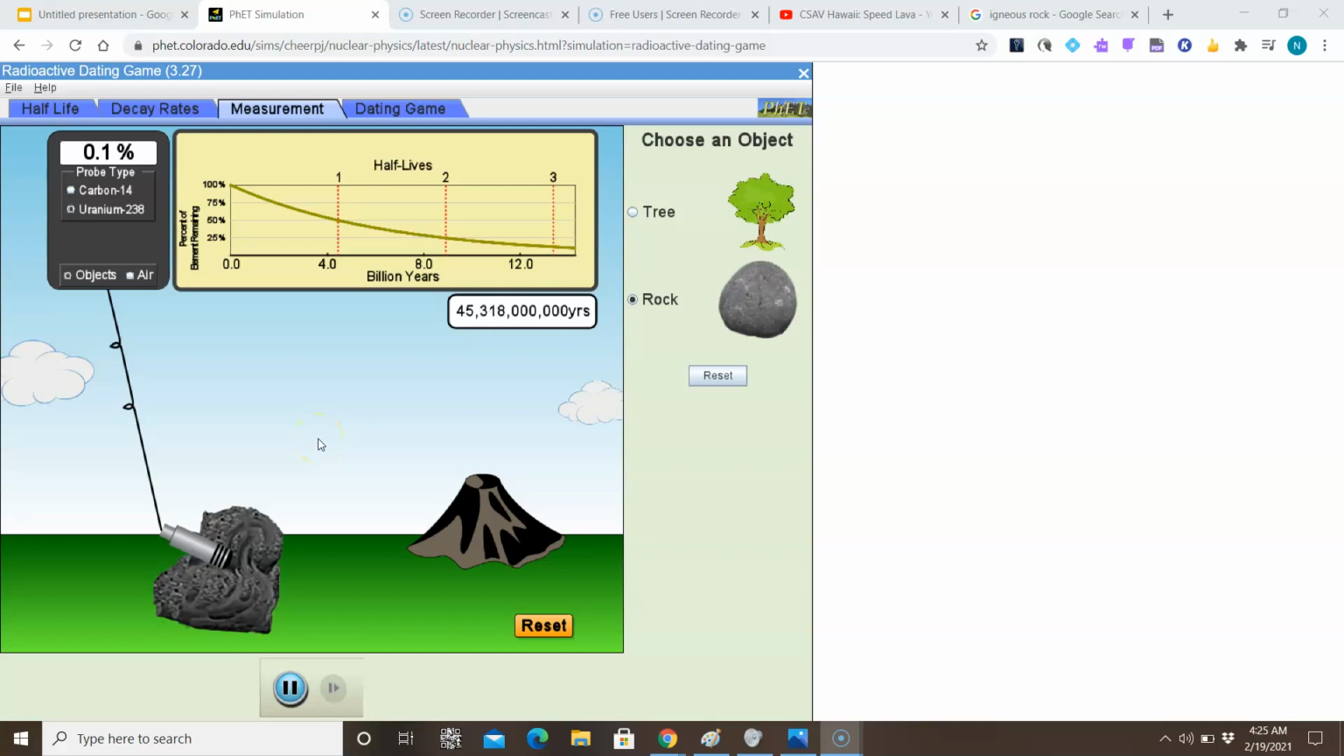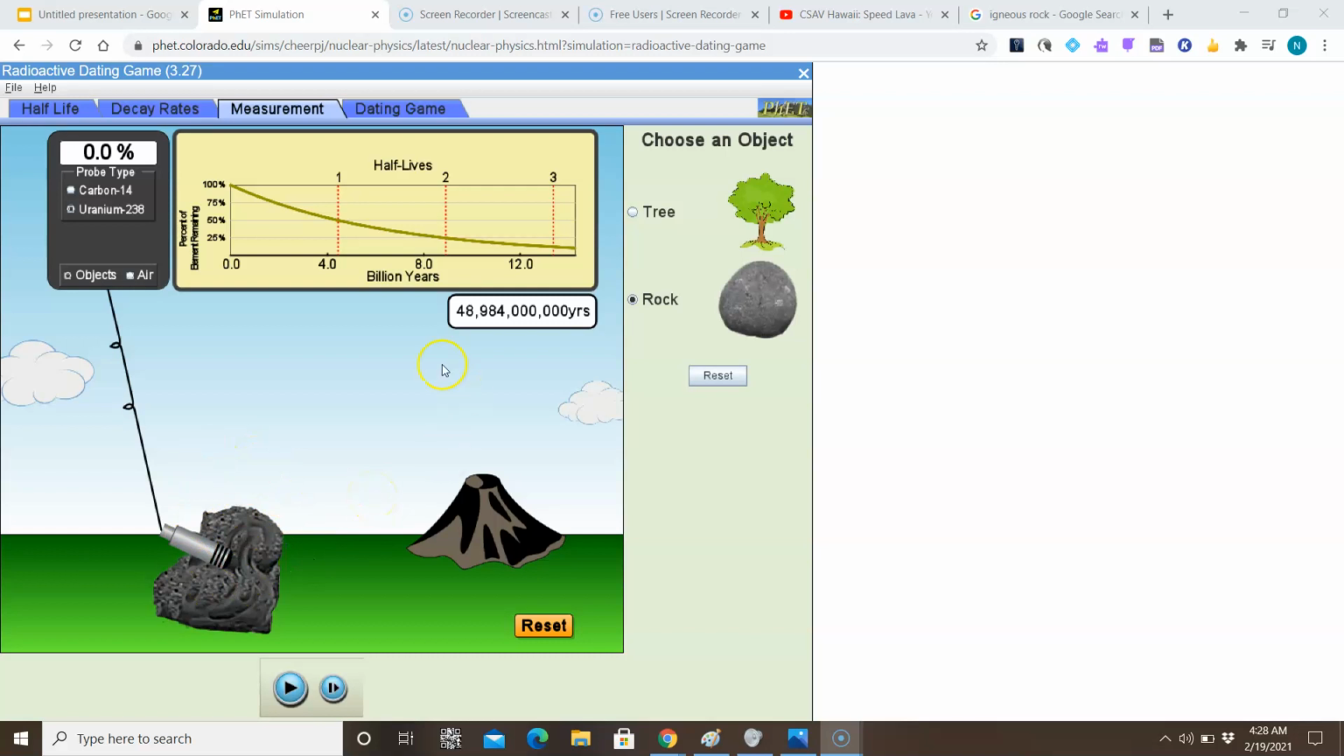Okay, we can still see here that this is going and going. So I'll pause it again, and then I'll show you the value when we get to 0. Okay, 40 billion years later, we are finally at 0%. It took 48,984,000,000 years for the uranium-238 in this rock to decay to 0%.